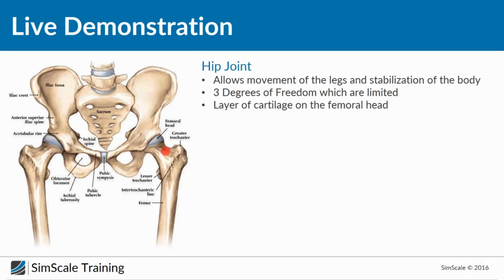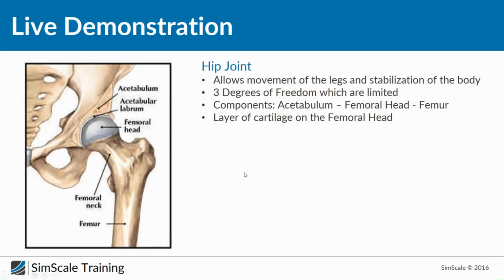And in the end, it's really like you have this head, and if you look at the components more in detail, you can see what it's made of. You have this femoral head, which is in the end part of the bone, and you have the acetabulum and the femur. These three parts: acetabulum, femoral head, and femur.